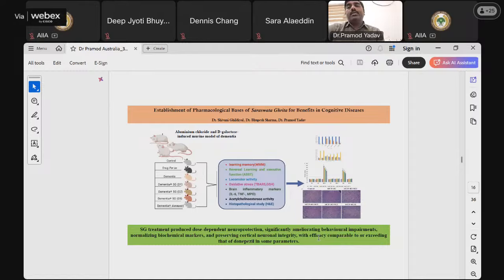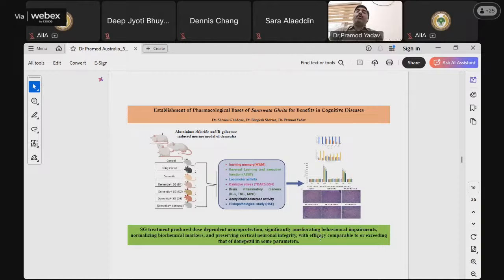Previous slide, please. So in that study, we found that there was a dose-dependent neuroprotection of the Ayurvedic formulation, and also a few of the efficacy parameters were comparable to, or even exceeding, those of donepezil in some of the parameters. Next, please.